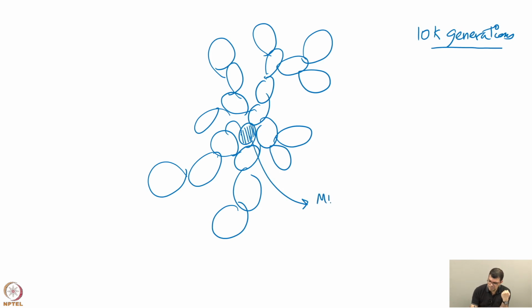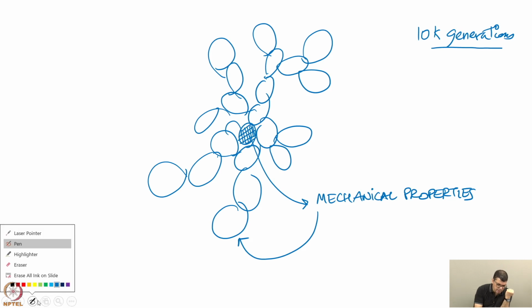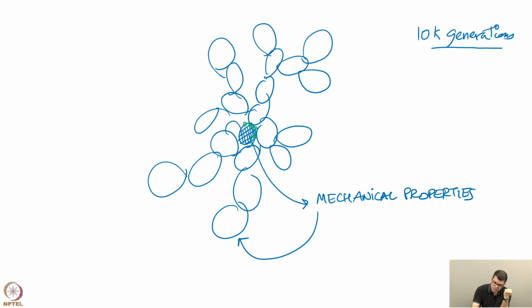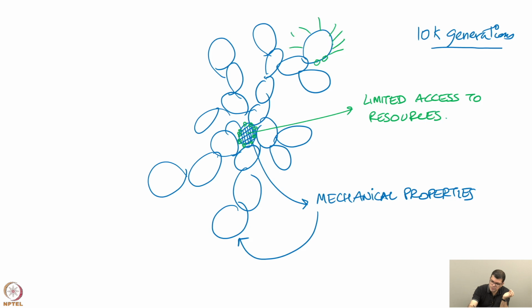So, its mechanical properties are quite different as compared to a cell at the periphery, which does not quite have the same mechanical stress that this central node of the cluster has to face. On the other hand, the central node has very little access to resources because it is just embedded at the center of this cluster with cells all around. So, this has limited access to resources. The cells at the periphery however, have great access to resources.